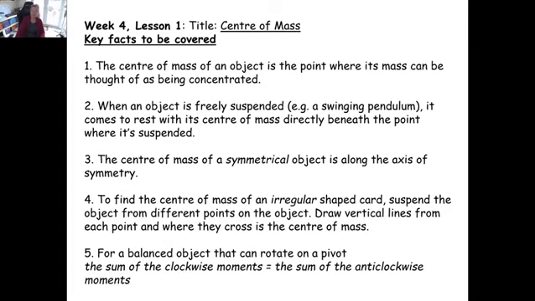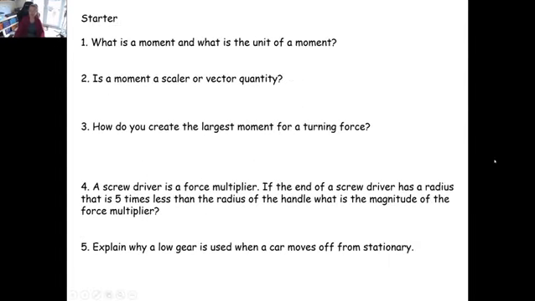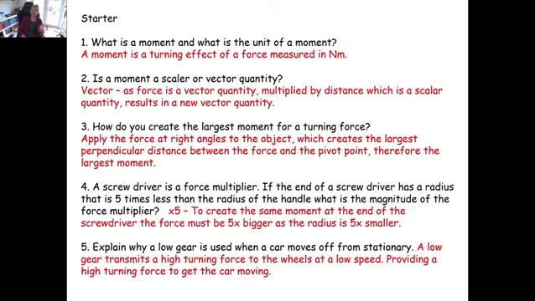Okay, so as always we will start by looking at our starter questions. So if you could pause the video and answer those questions. Okay, here are the answers to those starter questions. If you could pause the video again and just check your answers and make sure you are happy with those. Okay, so on with today's lesson.